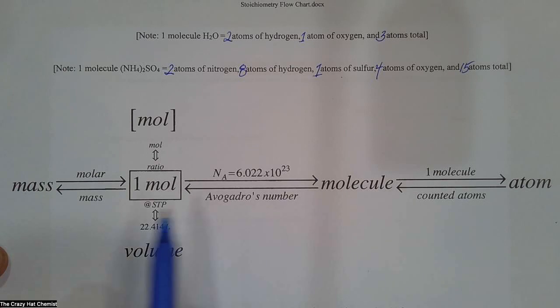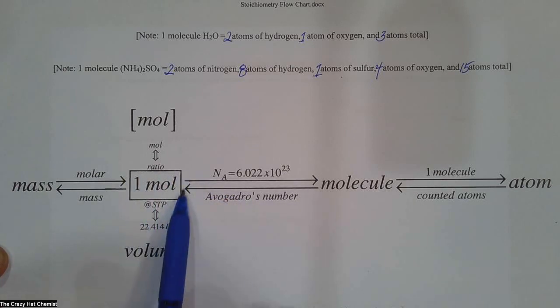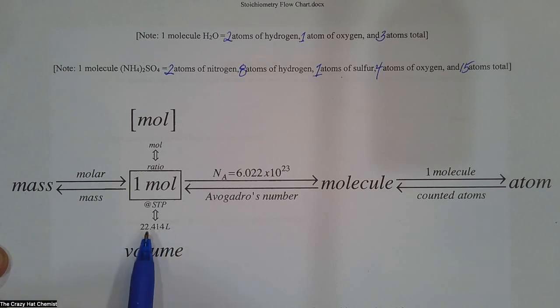And then one more thing here, and that is going down on this flow chart, and that is 1 mole is equal to 22.414 liters of any gas at STP, that's standard temperature and pressure. So I can go from moles of any gas to volume of any gas at standard temperature and pressure. Okay, so I'm going to assume that you understand this flow chart.